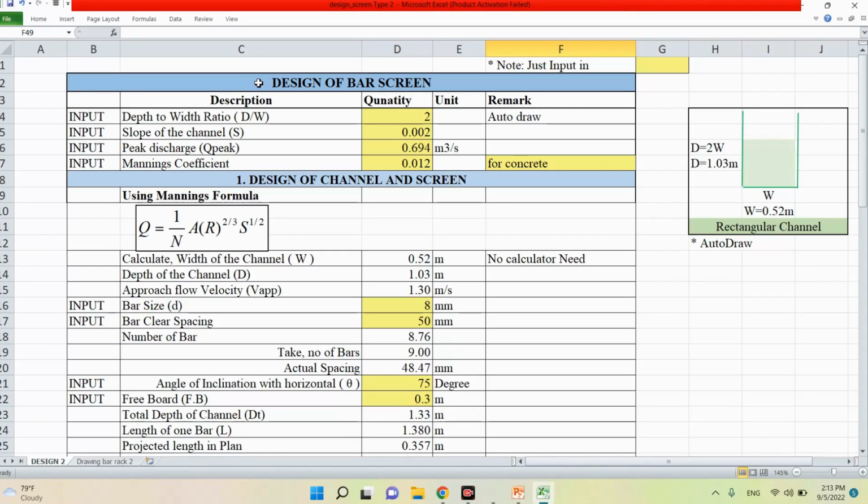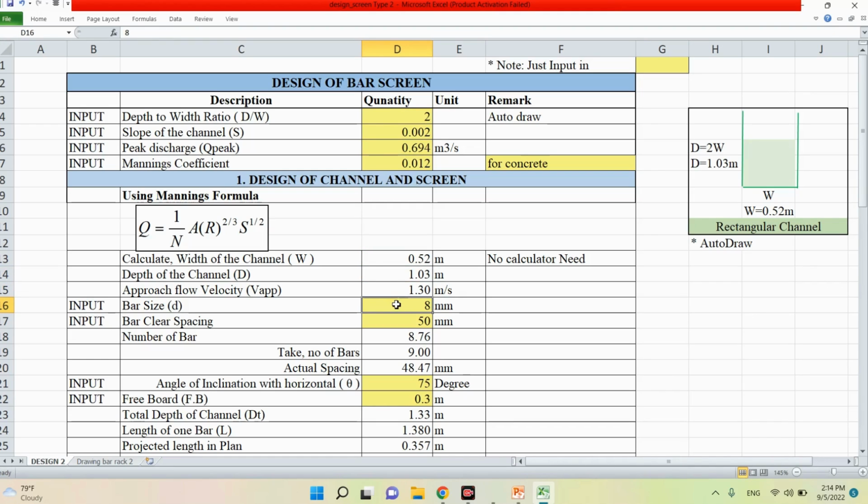Now in the Excel design file of the bar screen, first we have to input the depth to width ratio, which is taken as 2 in the case of a rectangular channel. The slope of the channel is taken as 0.002. The peak discharge is taken as 0.694 meter cube per second, and the Manning's coefficient is taken as 0.012 for concrete. Now by using Manning's formula, we calculate the width of the channel to be 0.52 meters. The depth of channel is calculated as 1.03 meters. The approach velocity is calculated as 1.30 meters per second.